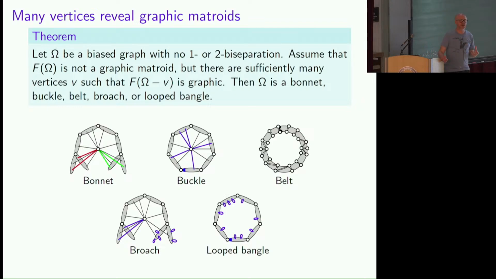So I have a scenario where the frame matroid is not graphic, but deleting one of some very large number of vertices produces a biased graph whose frame matroid is graphic. Again, I have the mild connectivity conditions. There are 5 structures that have this property, given by these pictures here.